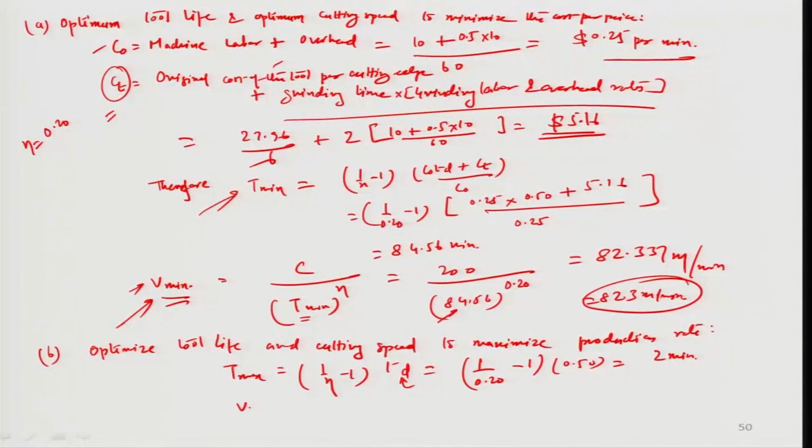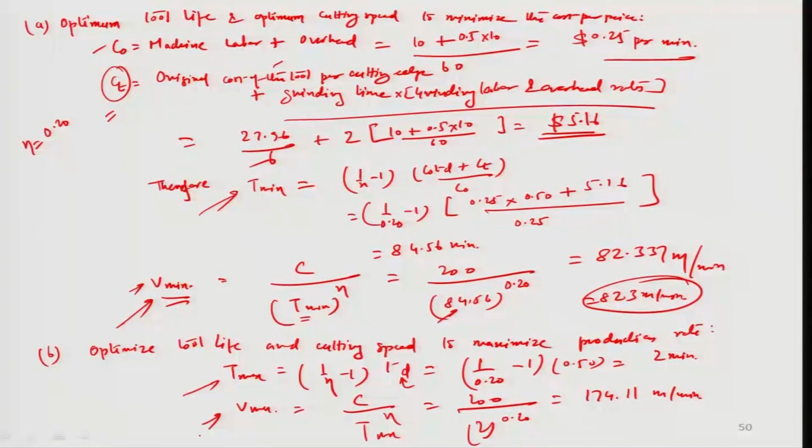Similarly, the velocity corresponding to the maximum production rate condition is obtained from the equation T max to the power of n inverse times C. So, this is 200 divided by 2 to the power of 0.20, which makes it 174.11 meters per minute. So, that is how you estimate the T max and the V max corresponding to a maximum production rate model. We also want to determine the minimum cost per component, time per component, and corresponding lead time. So, let us look at that.